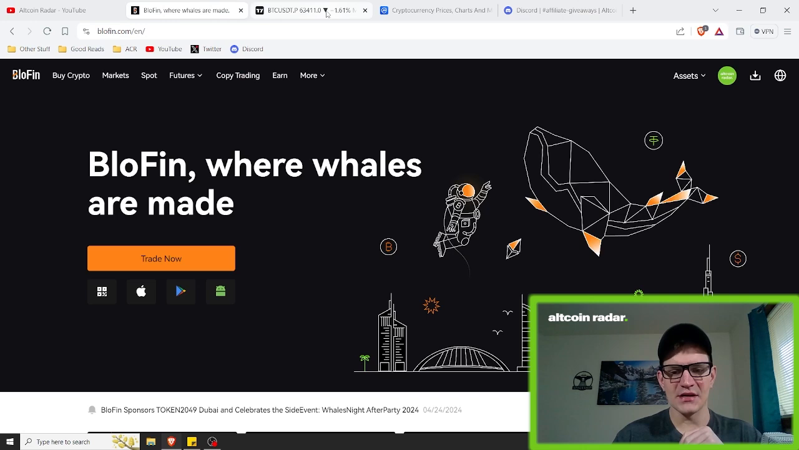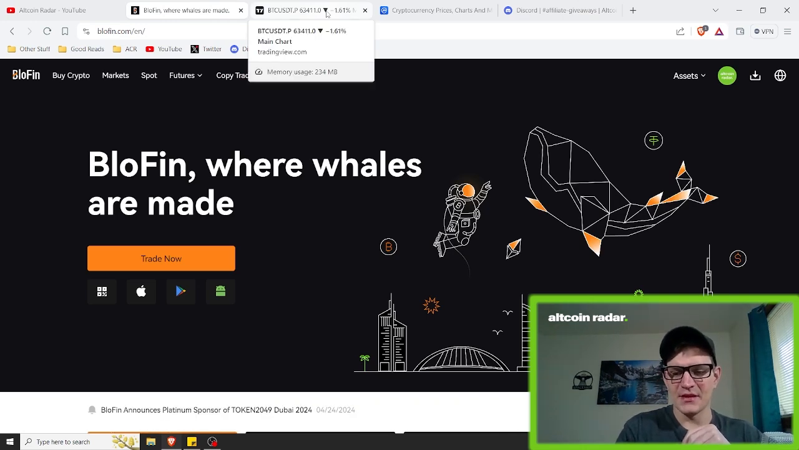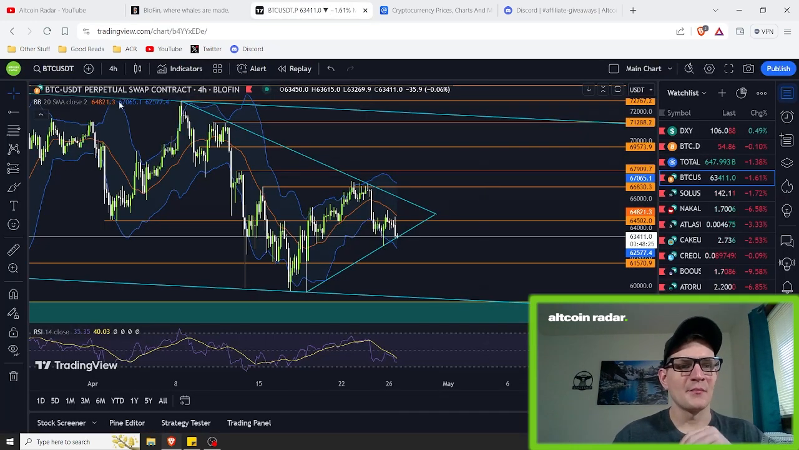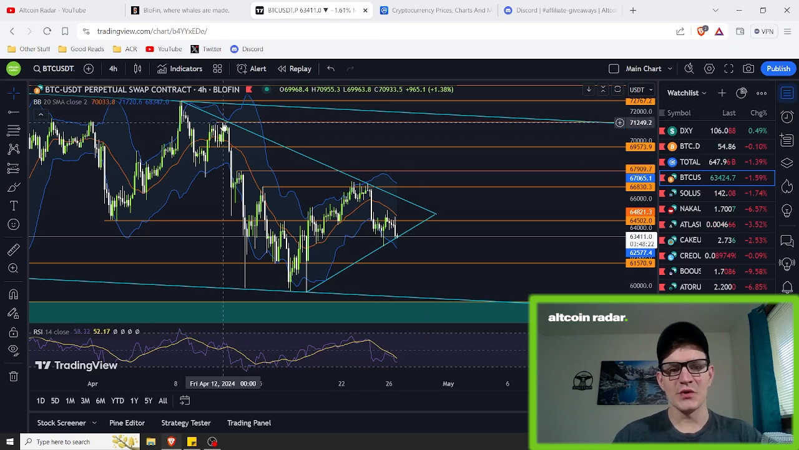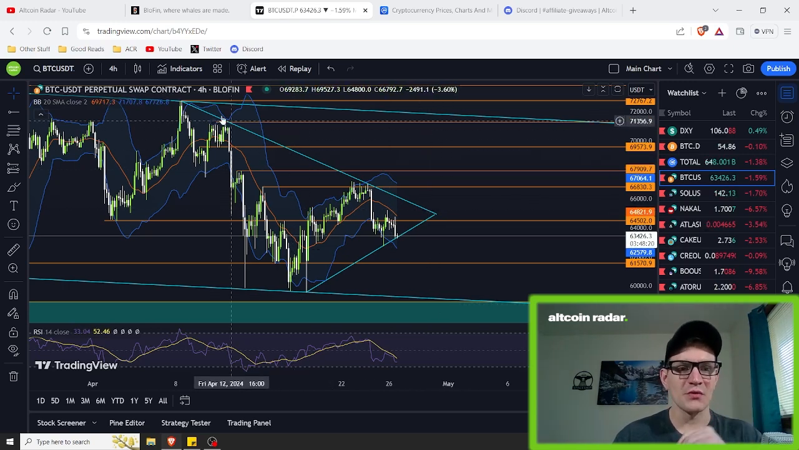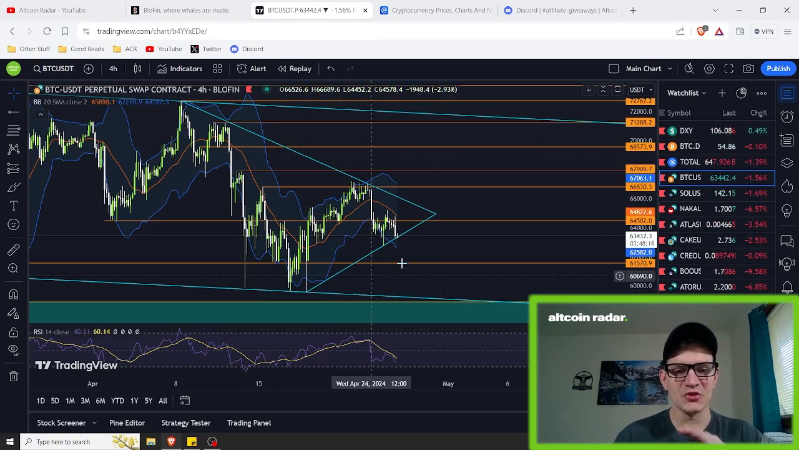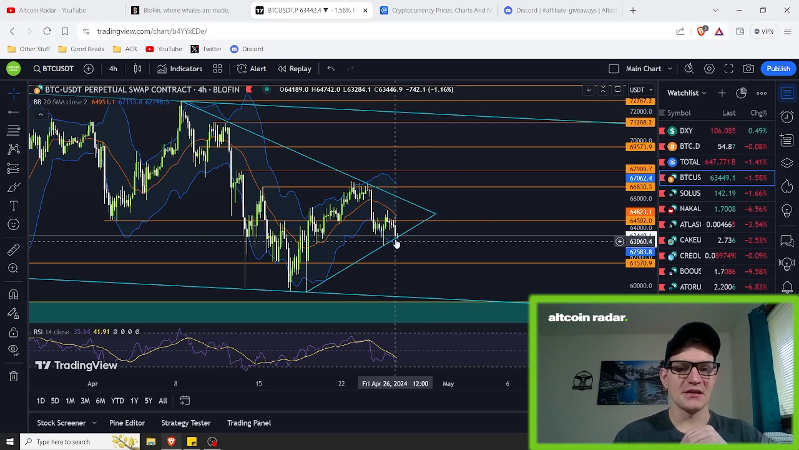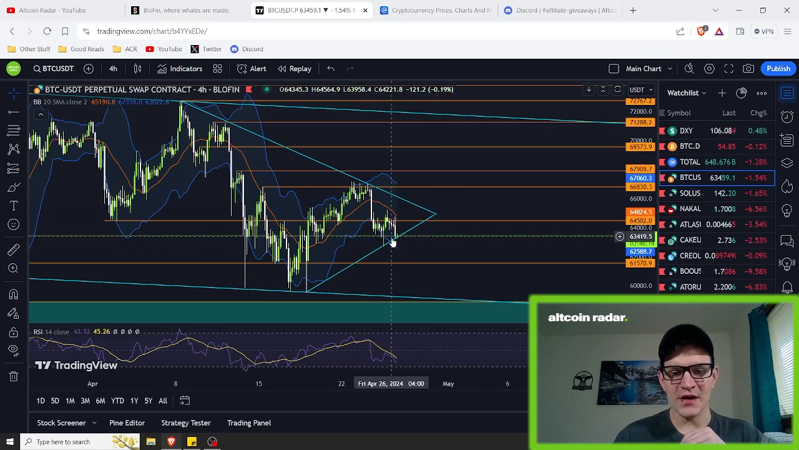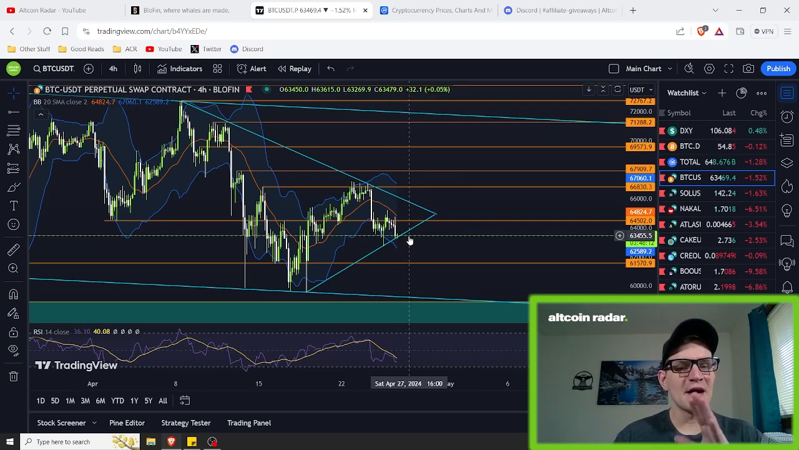So let's go ahead and take a look at Bitcoin here on the charts. Now, here's the thing, all right? On the 4-hour chart here, we can clearly see we are trading within, or we were trading within this midterm triangle here. And as you guys can clearly see, we are literally on the verge right now of breaking right through that.